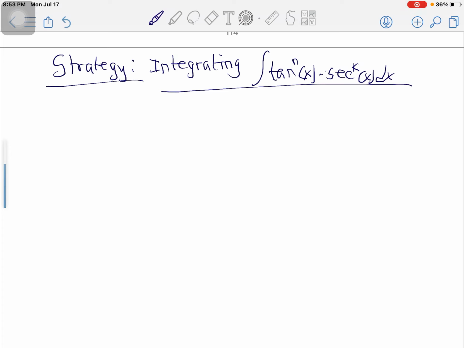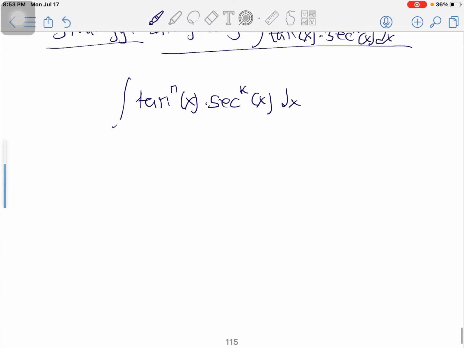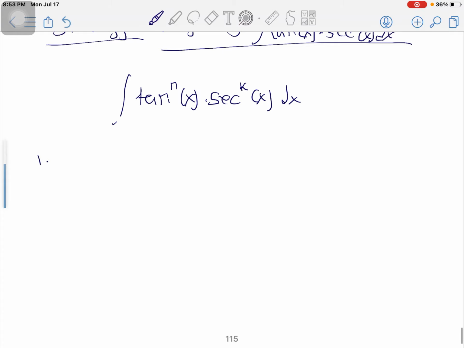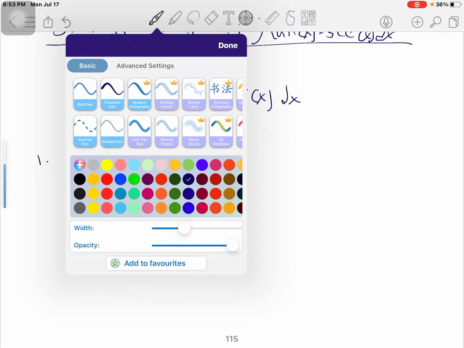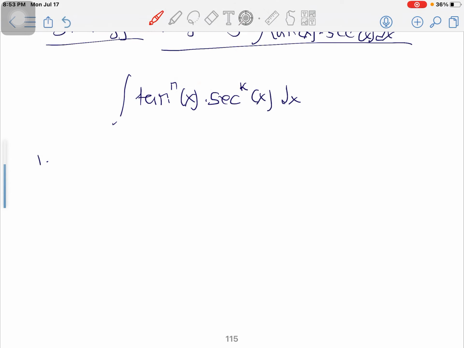So let's go ahead and look at some strategies that you must be aware of when doing an integration involving a product of tan x and sec x, which involve powers. Now, to integrate, like the integral of tan to the power n of x, sec to the power k of x dx, you must follow these steps.